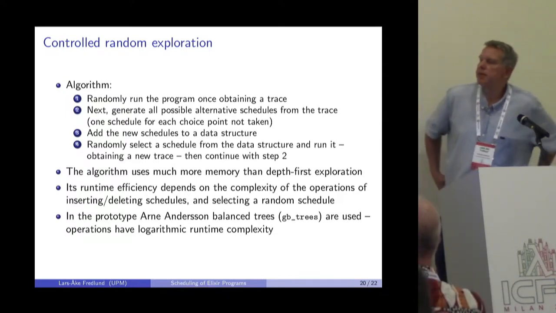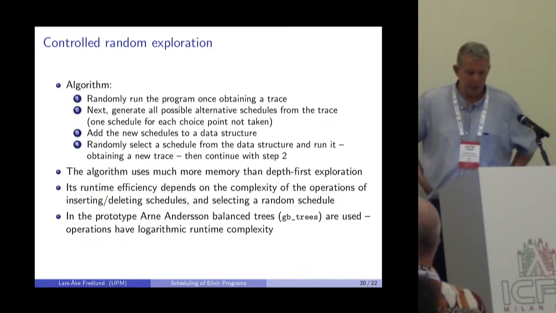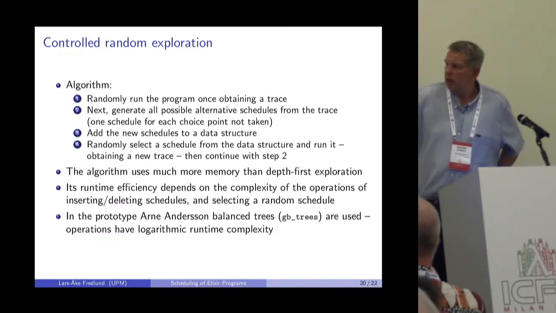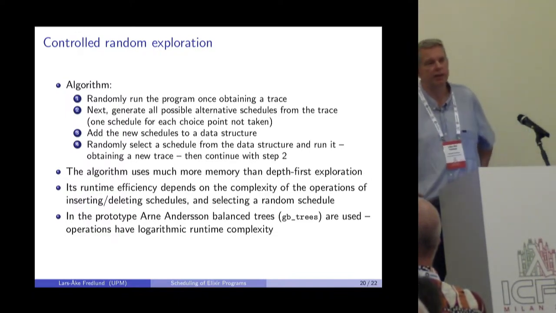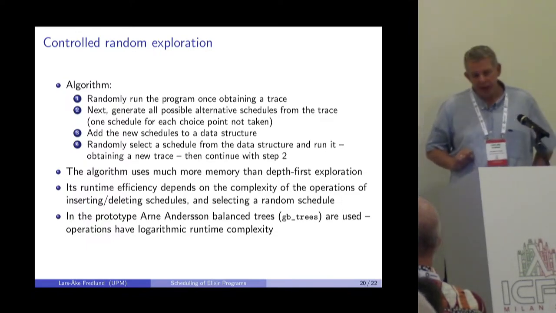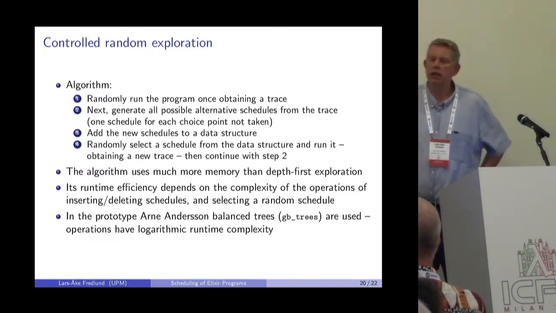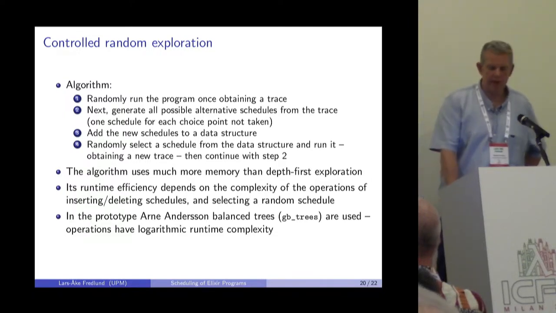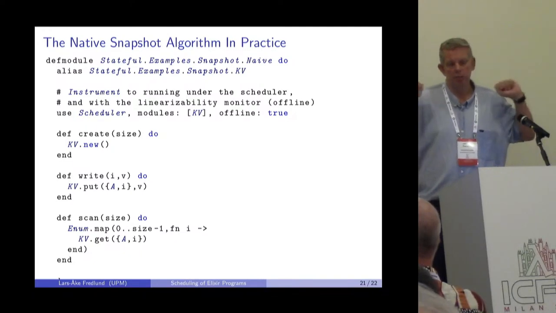So in the prototype scheduler implementation, we use a balanced tree implementation, the gb_trees implementation that's available in the Erlang standard library, which is pretty okay. All operations have logarithmic complexity, at least these ones, so it's pretty okay in practice. And in practice, we tried quite a lot of these snapshot algorithms using this one, and it seems to be pretty good at finding real bugs, but there are no firm performance data yet.